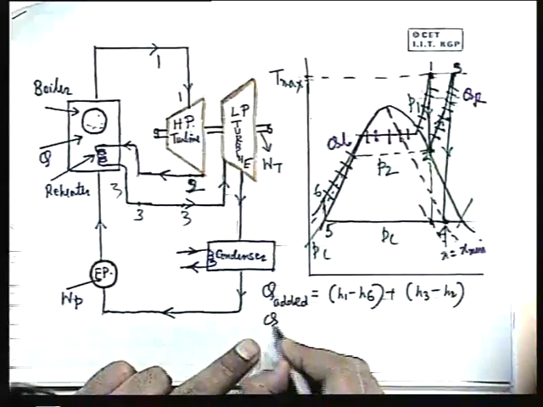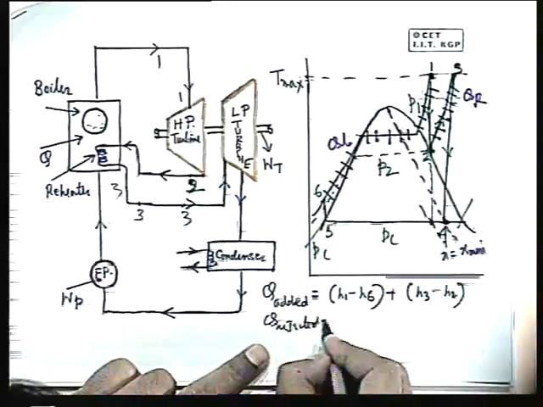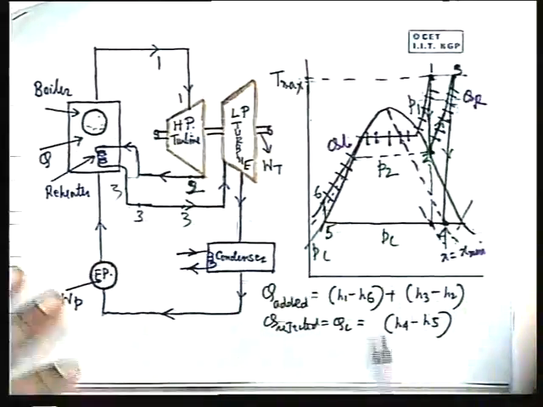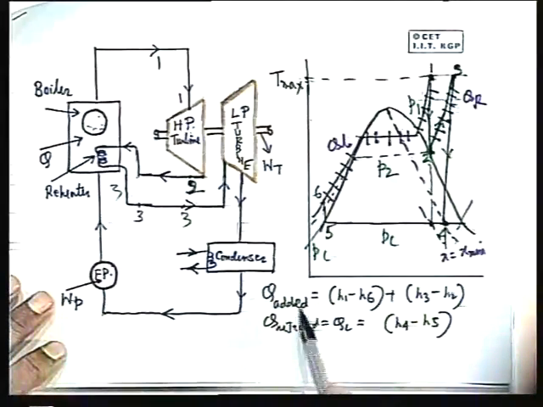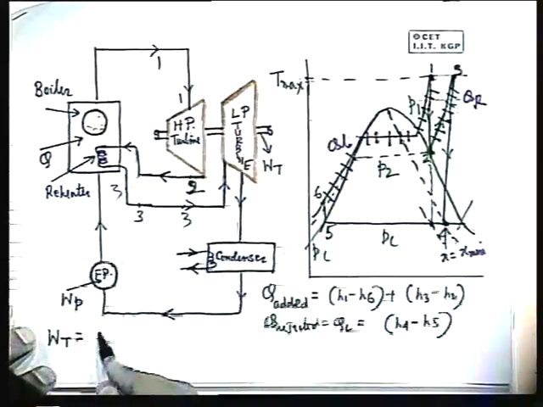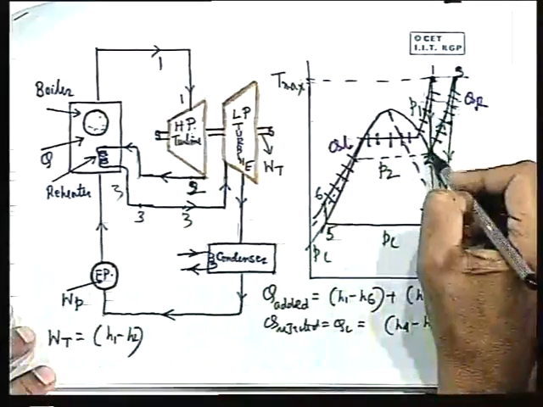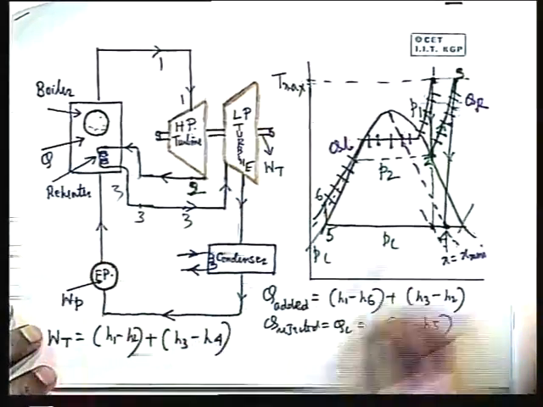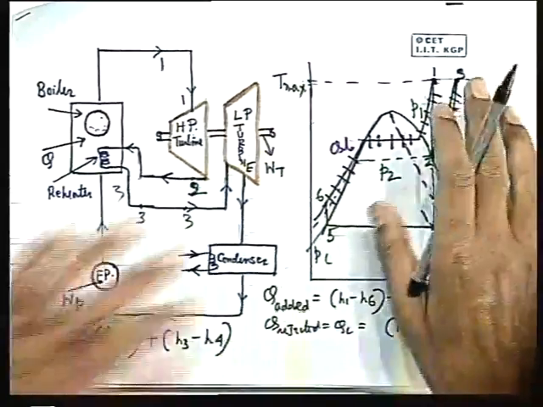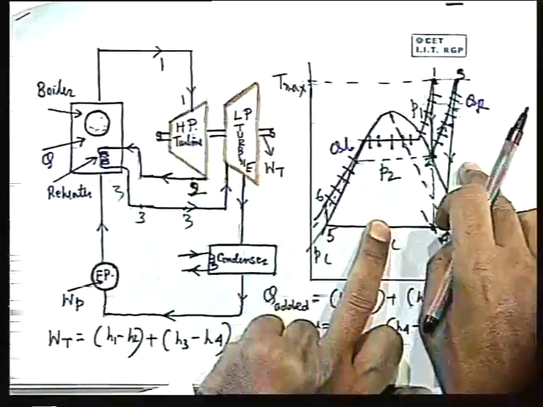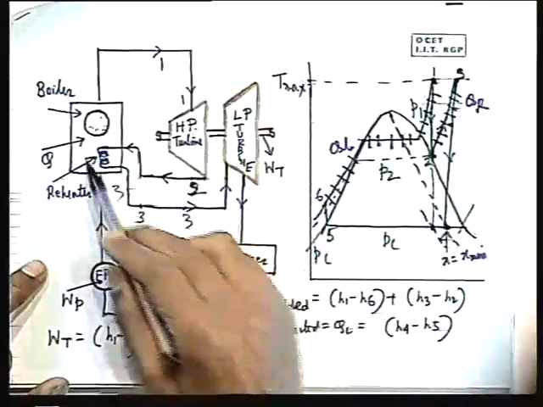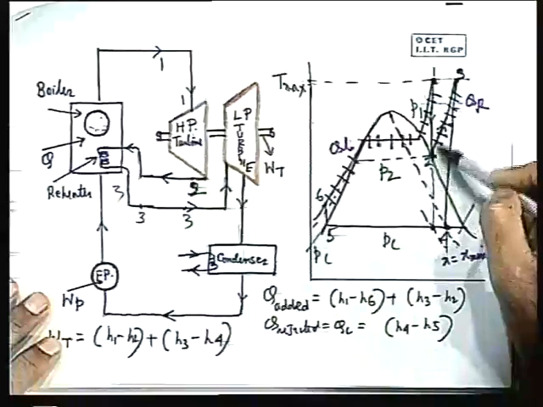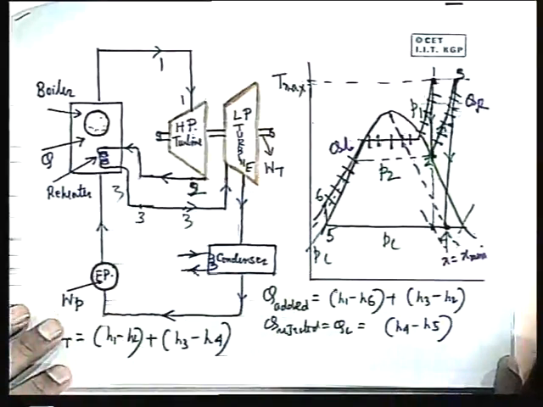So therefore we can write the heat added per unit mass basis as H1 minus H6 plus H3 minus H2. Now this is the heat added, whereas heat rejected, QC, equals H4 minus H5. So therefore efficiency you can write as 1 minus heat rejected by heat added. In this case the work done in the turbine per unit mass can be written as H1 minus H2, that is the work done by the high pressure turbine, plus H3 minus H4, that is the work done in the low pressure turbine. So if you draw the cycle diagram vis-a-vis this block diagram, so that you can designate all these state points accordingly, then you can recognize the physical processes happening here and the corresponding ideal processes, then you can write all these expressions for thermal efficiency and all these things.